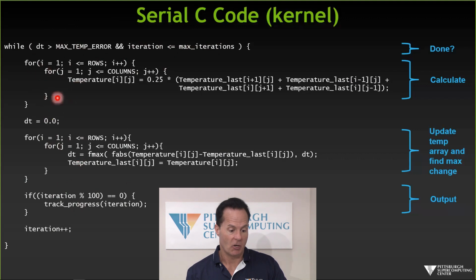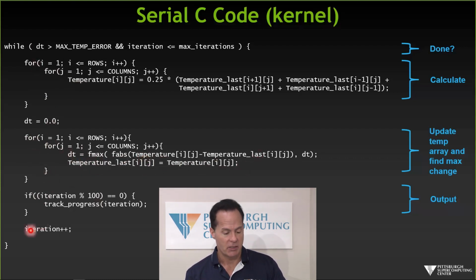So we do our Jacobi iteration inside here, and then we want to copy the new temperature array into the old temperature array here. While we're doing that, that's a good time to look for the maximum temperature change too. While we're copying over each element, we'll see what the biggest change between any two elements is, between temperature and temperature last, and we'll capture that to know if it's time to quit or not.